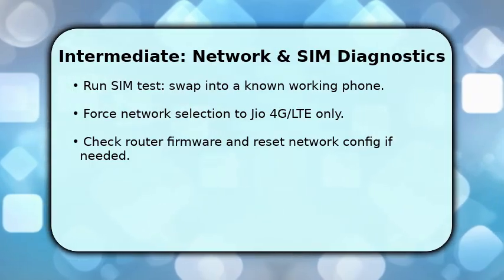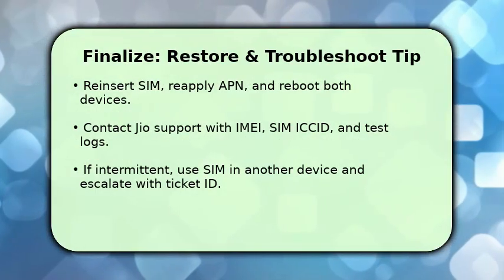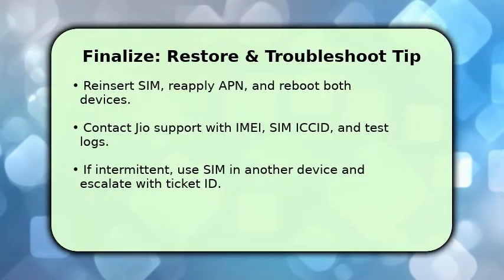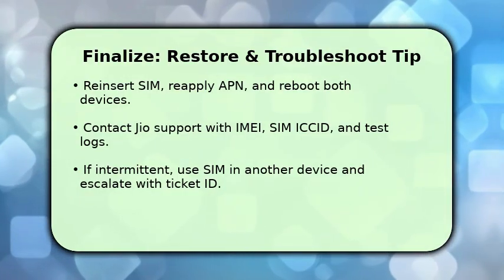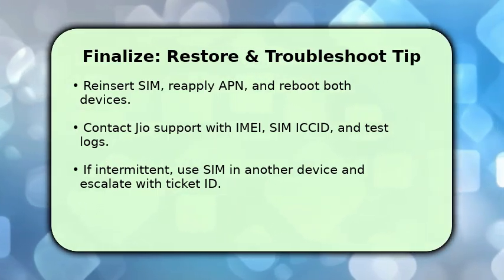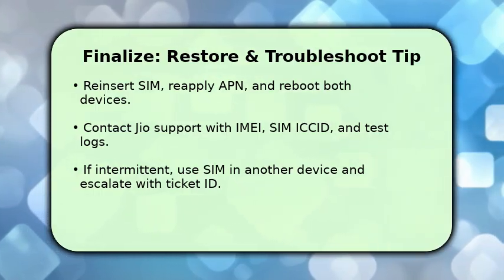Finish by reinserting the SIM into the target device, reapplying the verified APN, and performing a final full reboot of phone and modem so all changes initialize cleanly. If the problem persists, contact Jio support and provide your IMEI, SIM ICCID, and a short log of the tests you ran. This speeds resolution.